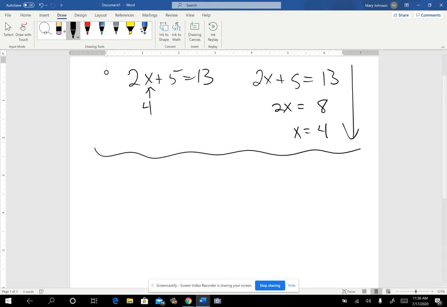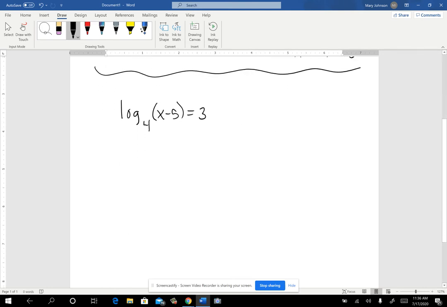So I'm going to do a couple log equations similar to what you'll see on the test. What if you had log base 4 of x minus 5 equals 3, something like that, and you were asked to solve that? Here's the kind of work that I expect to see. I expect to see you either be thinking, okay, this is log base 4, so to undo that, I need to do 4 to the left side, 4 raised to the log base 4 of x minus 5, and I need to do 4 to the right side.